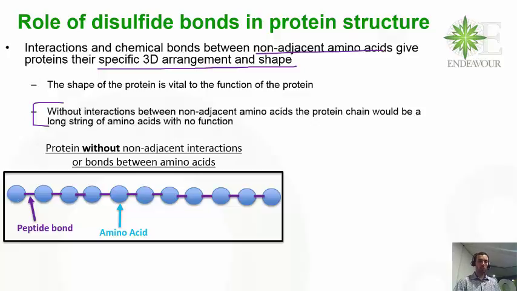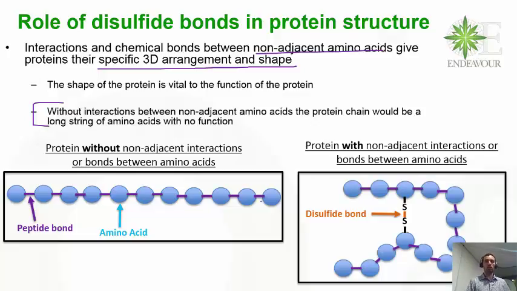So if you just have a straight chain of amino acids like this connected by peptide bonds, it's not really going to be able to do anything, because the amino acids aren't arranged in a specific way that allows it to function, for example, to carry oxygen. It can't do any of those fancy things because the structure isn't there to actually provide that.